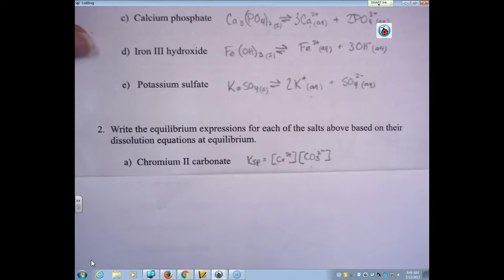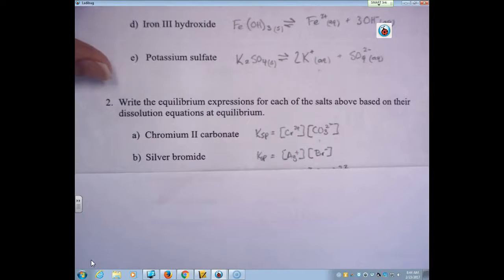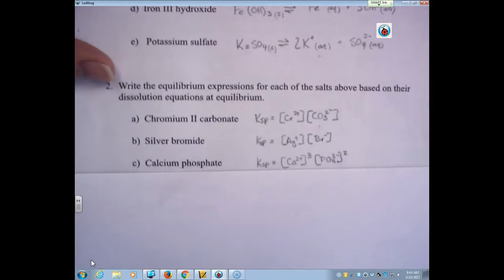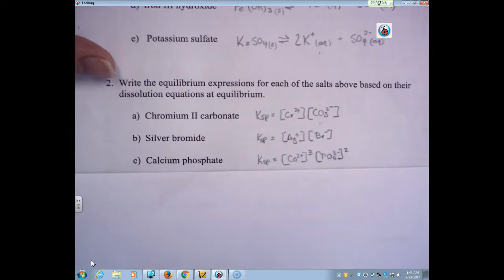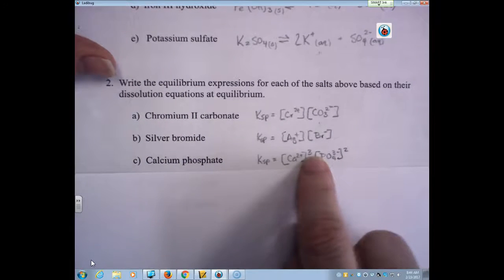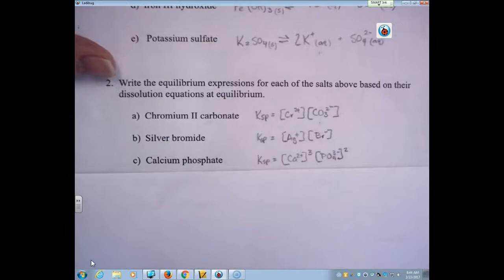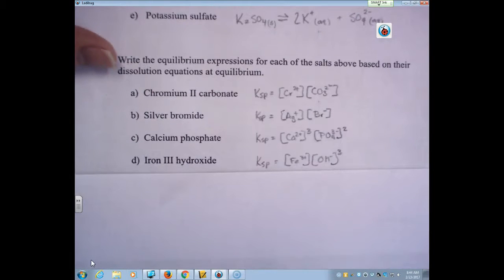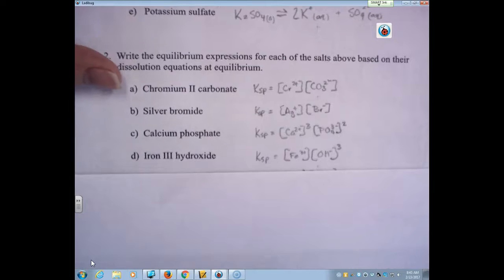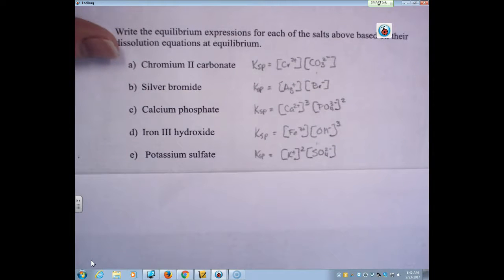You could just write K. For chromium carbonate, it just looks like this. We have 1 ion of each. Silver bromide looks like this. The equilibrium expression for calcium phosphate looks like this. You have to raise them to the coefficient power. Iron 3 hydroxide and potassium sulfate.